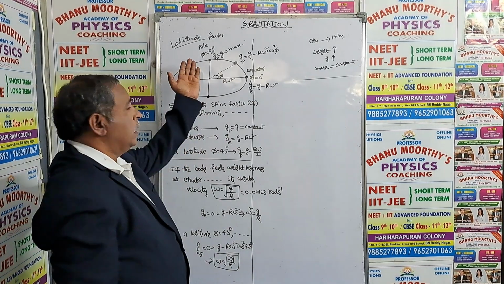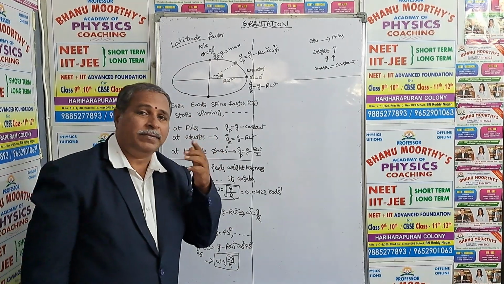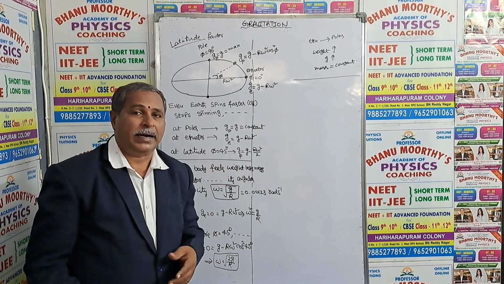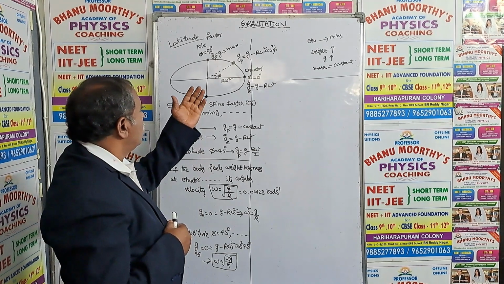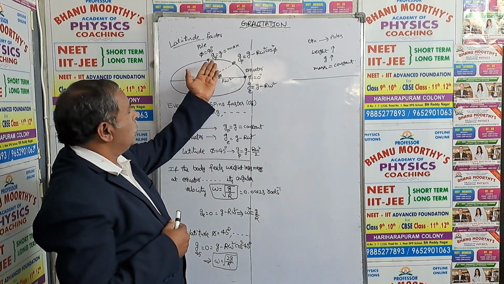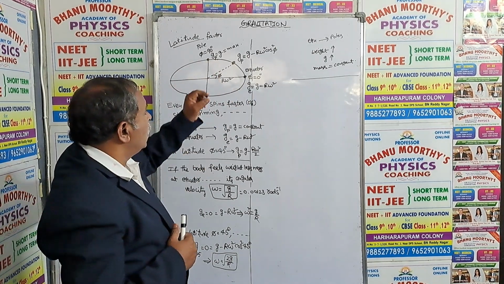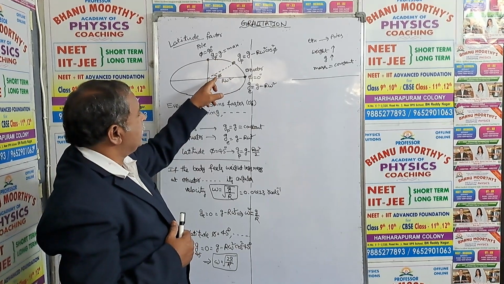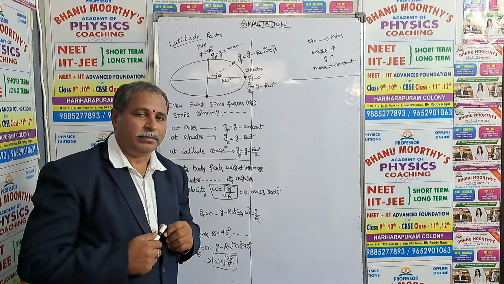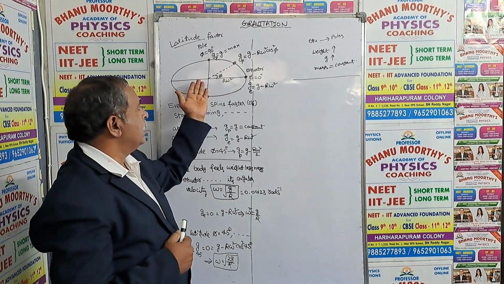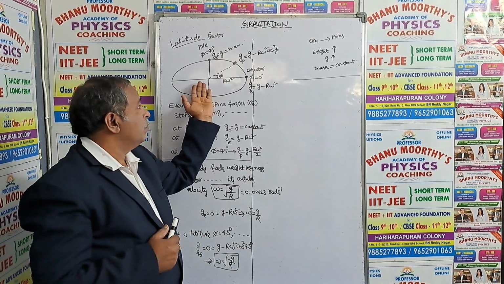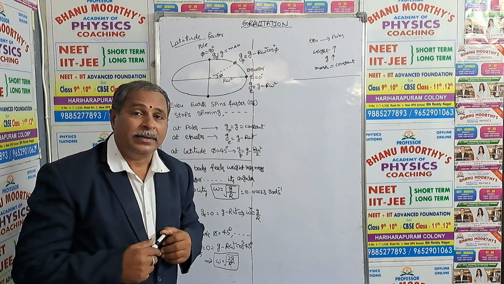Now, the latitude factor. In the last class we discussed the height factor as well as the depth factor. In this class, the latitude factor. This is the equator, this is the pole, this is a point. This point makes an angle phi with the x-axis or equator, and that is called latitude. The angle made by the line joining the point and the center of the Earth with the equator represents latitude.